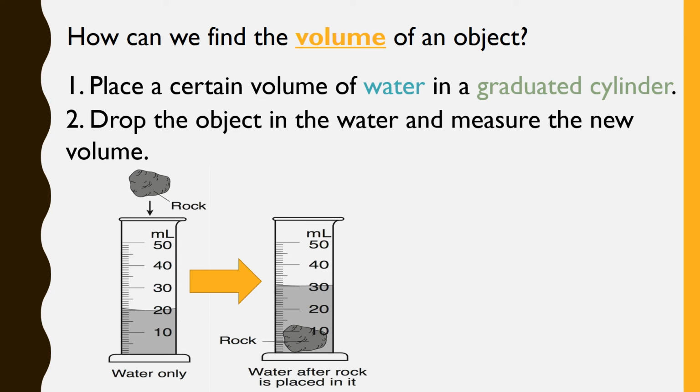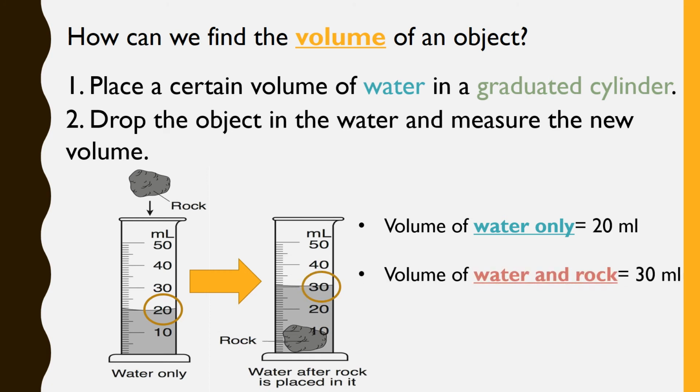What was the volume of the water before we placed the rock? It was 20 milliliters. And after dropping the rock, the volume of the water became 30 milliliters. So the water and the rock together are 30 milliliters, because in the graduated cylinder we have rock and water. Now, what is the volume of the rock? How much did the water rise up? It increases 10 milliliters. 30 minus 20 is 10.